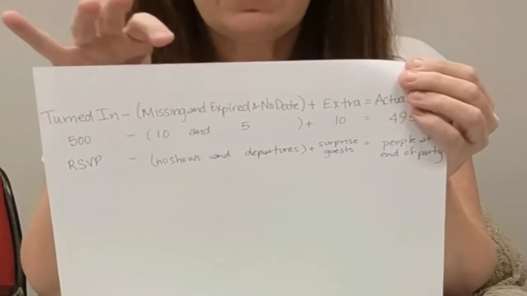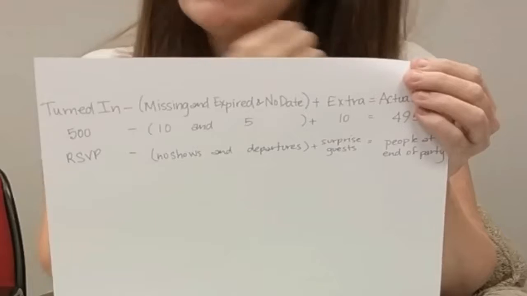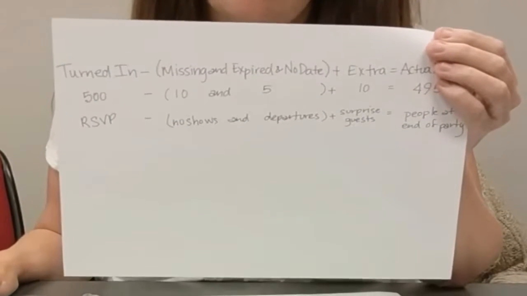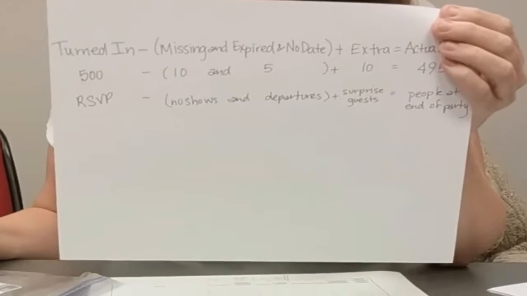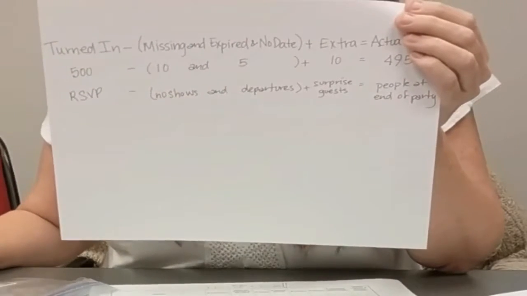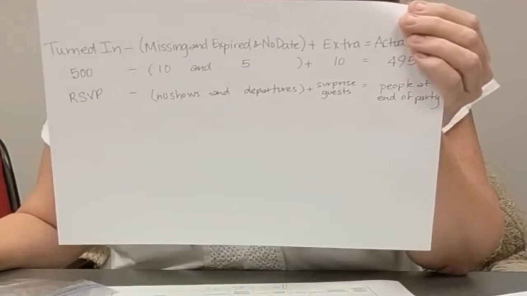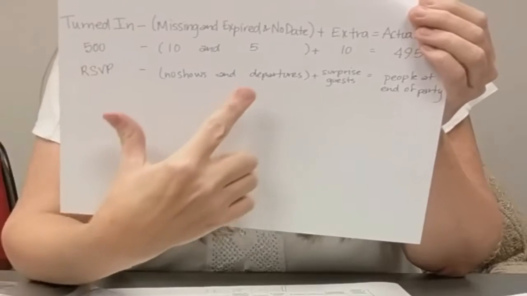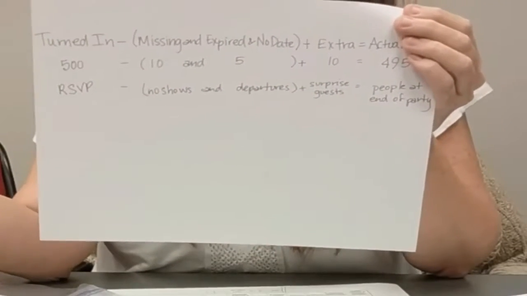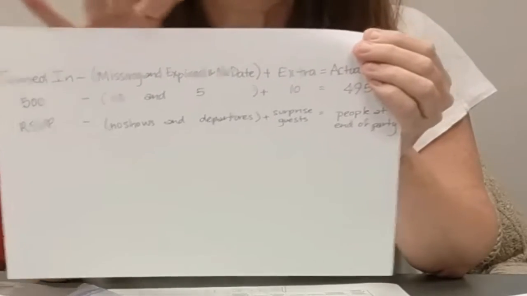The expired and the no dates, if the box top doesn't have a date on it, or if the date on it is expired and it's no good, those are the ones who showed up to the party, but they had to leave early. So the box top is in there, but it's not going to count in the end. So those are the people who showed up to the party, but they've got to leave early, so they're not going to be there for the final count.